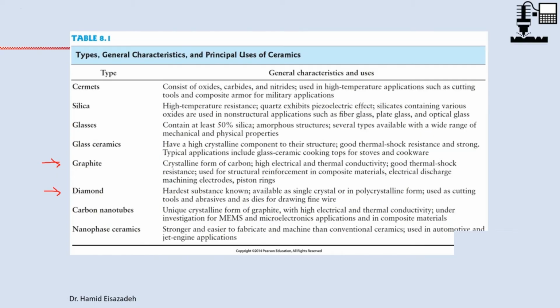And we have carbon nanotube, which is a unique crystalline form of graphite. It has good thermal conductivity and electrical conductivity. And the last one is nanophase ceramic, which is stronger and easier to fabricate and machine compared with the conventional ceramic. It's used in automotive and aerospace applications.